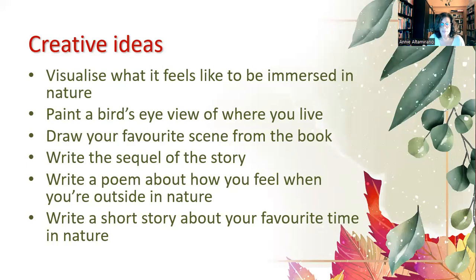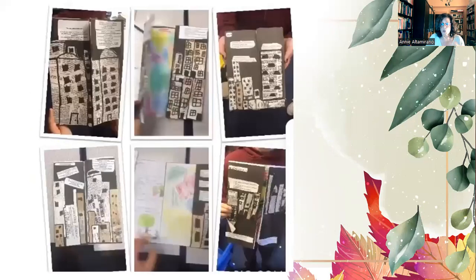Here you have some other creative ideas. You can ask them to visualize what it feels like to be immersed in nature, to paint a bird's eye view of where they live. The perspective is completely different and it allows for very creative ideas. To draw their favorite scene from the book, write the sequel of the story, as I mentioned before, write a poem of how they feel when they are outside in nature, write a short story about their favorite time in nature. They can also make a collage or little books. This will depend on the age and level of proficiency of your students.